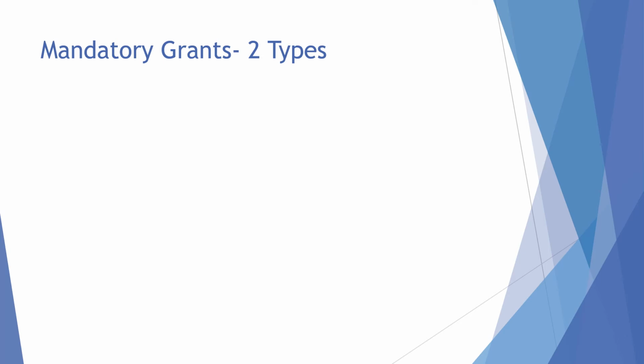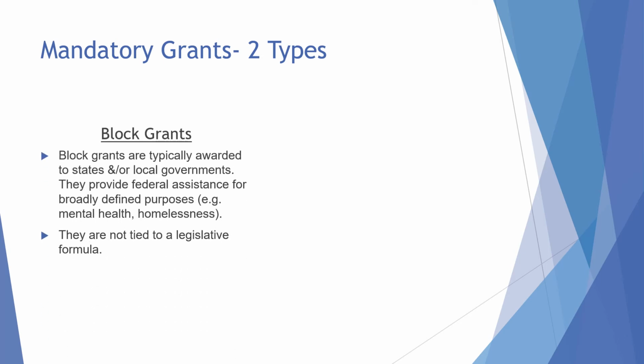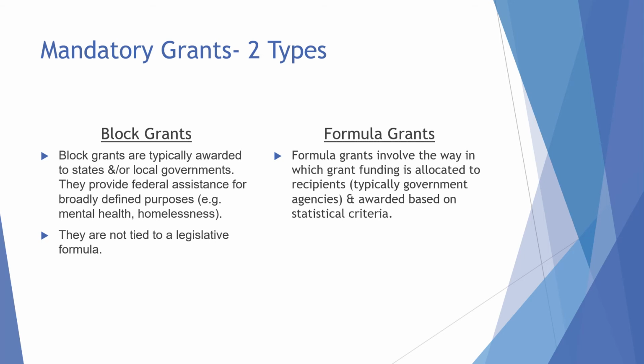The first type are block grants. Block grants are typically awarded to states and/or local governments. They provide federal assistance for broadly defined purposes such as mental health and homelessness. They are not tied to a legislative formula. The second are formula grants. Formula grants involve the way in which grant funding is allocated to recipients, typically government agencies, and awarded based on statistical criteria. An example of mandatory grant would be Medicaid.